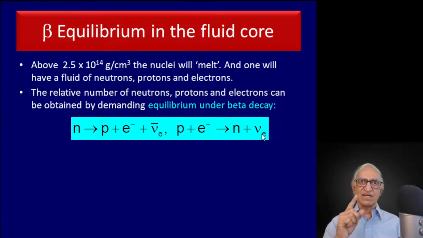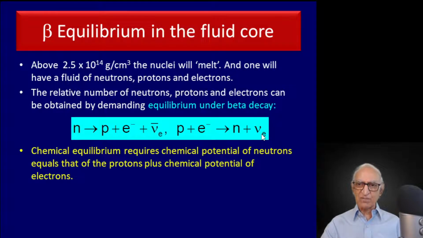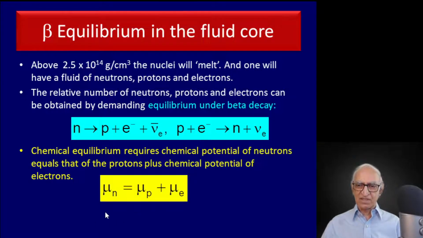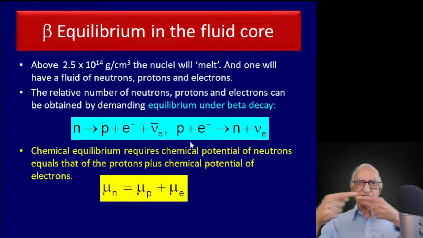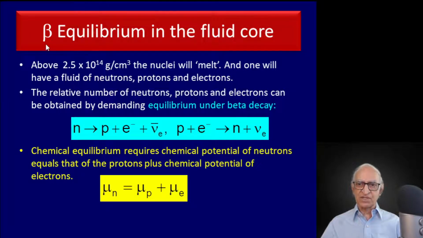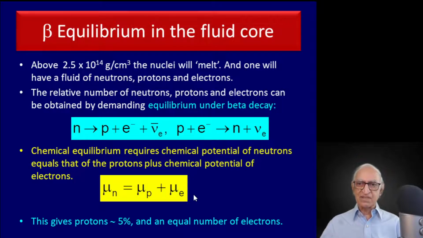That is known as chemical equilibrium. And for that chemical equilibrium, what you need is that the chemical potentials, or the Fermi energy, of the neutrons must be equal to the Fermi energy of the protons plus the Fermi energy of the electrons. So that's what I've written here. So for this beta equilibrium, for this reaction to go equally in both directions, for there to be chemical equilibrium, the Fermi energy of the neutron must be equal to the Fermi energy of the protons plus the Fermi energy of the electrons. Now, if you impose this condition, you will find it's a very simple calculation, and I urge you to do this calculation.